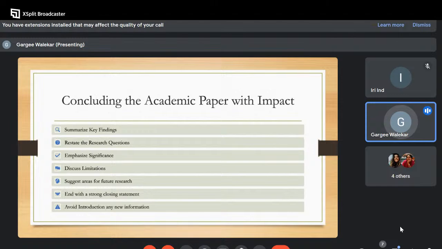it should be a continuation of the abstract or the introduction, and basically a continuation of all the structures that we've talked about before, and it should absolutely not involve any new information. So avoiding the introduction of new information should be the baseline for the conclusion of any academic paper.